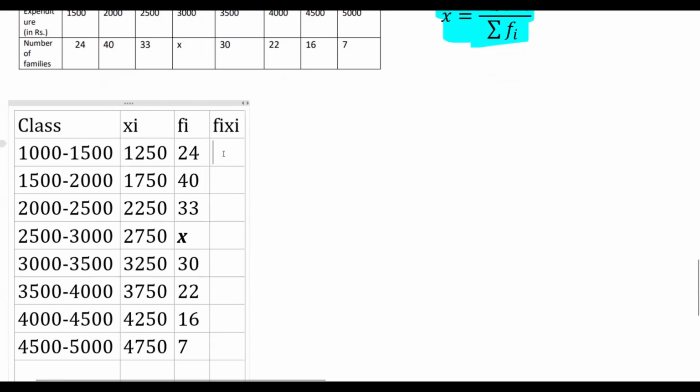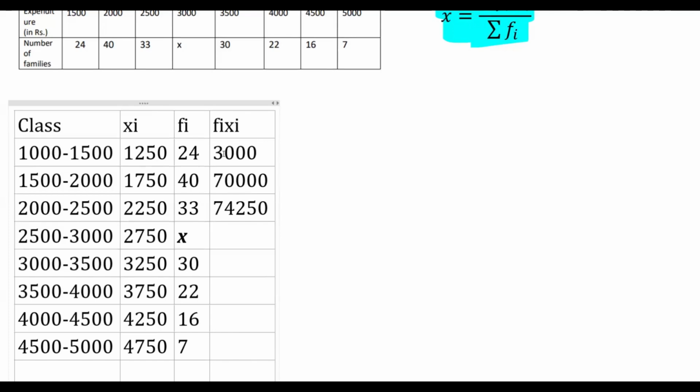The product of Fi into Xi. The calculation is 1250 into 24. This would give you 30,000. Next is Fi into Xi. Now you check here, this is 2750 into X. This would be 2750 into, oh no, it's not X. This is 2250 into 30. That should give you 67,500.